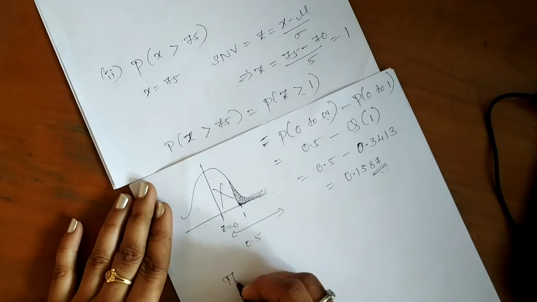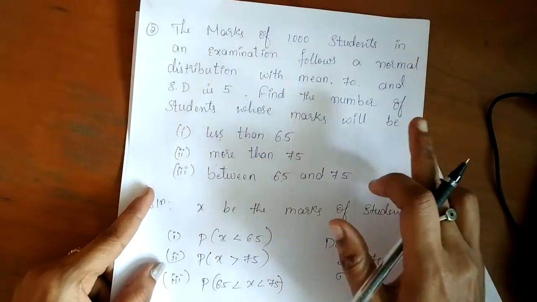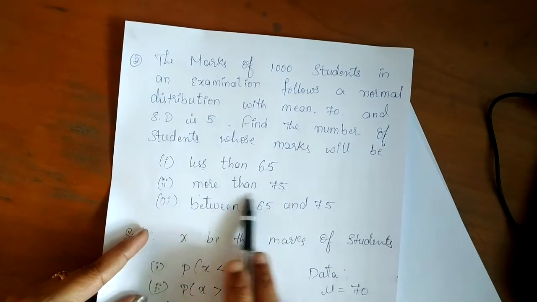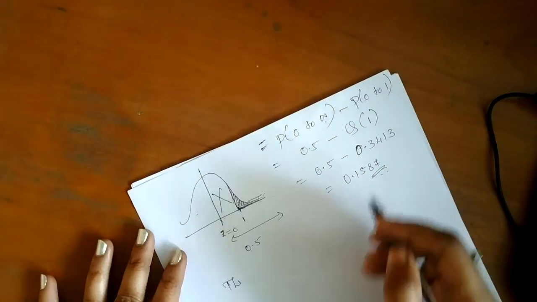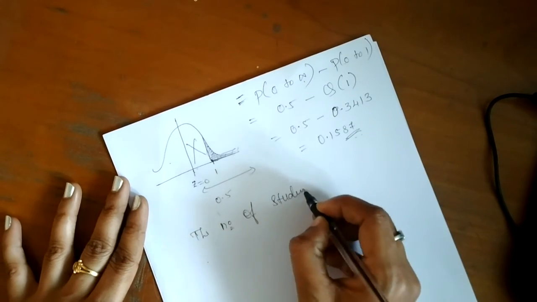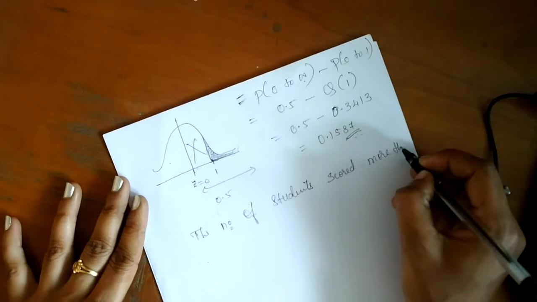Now this means what we have found here. What was the question? You have to find the number of students who scored more than 75. Out of 1000 students, how many students scored more than 75? That probability we are finding. See here, that is found. The number of students who scored more than 75.